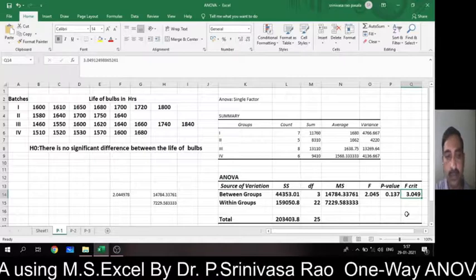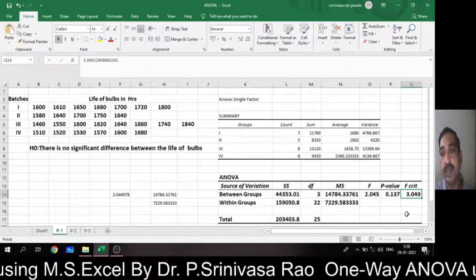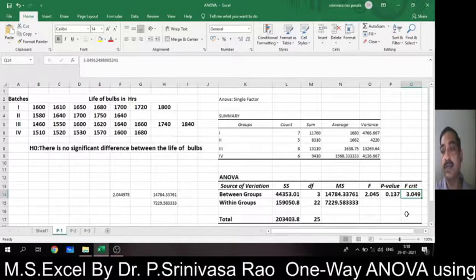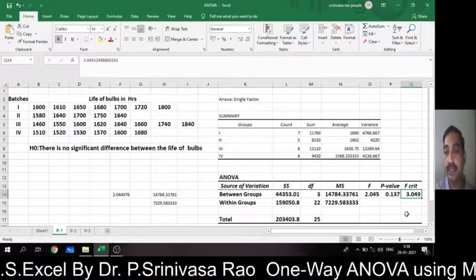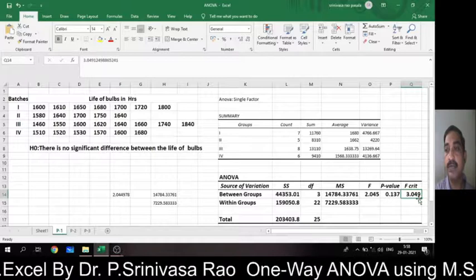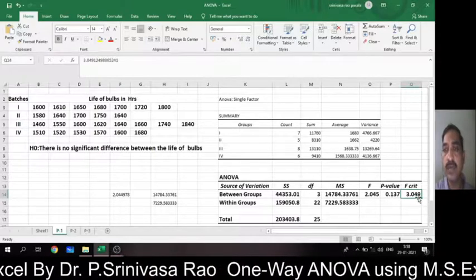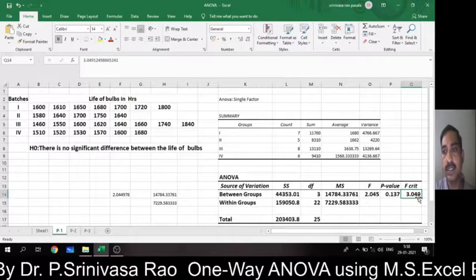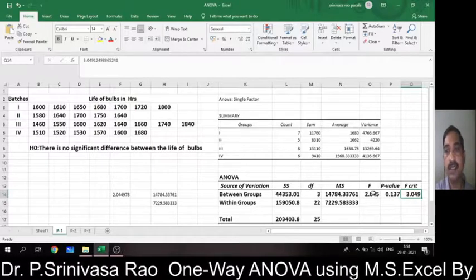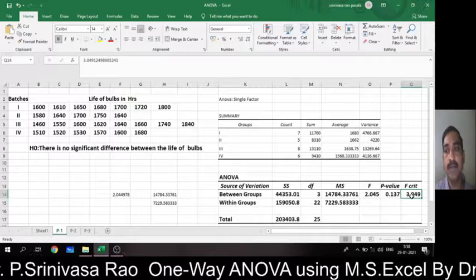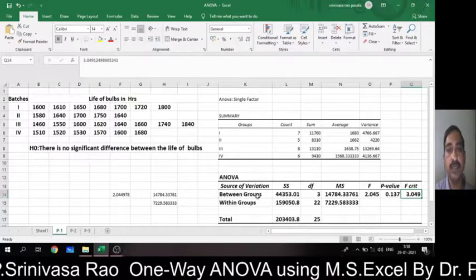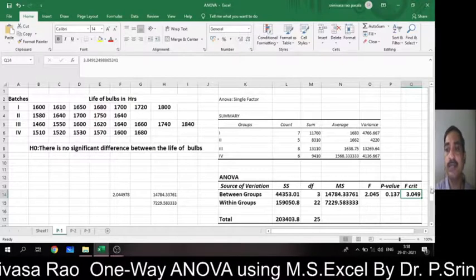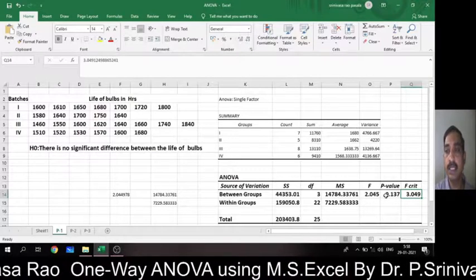And the F critical value is also given, that is 3.049. So we know how to take a decision by using the F calculated value with the F critical value or the table value. If the F calculated value is less than the F critical value, you accept your hypothesis, otherwise reject your hypothesis. If you observe, the F calculated value is less than the F critical value, so you accept your hypothesis.